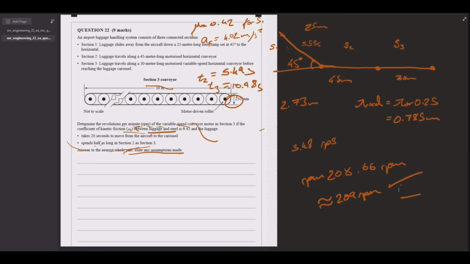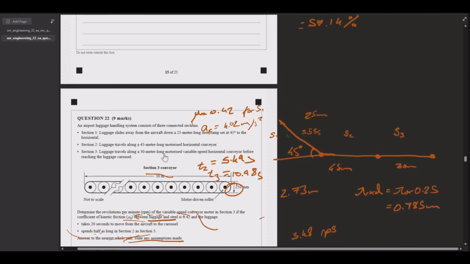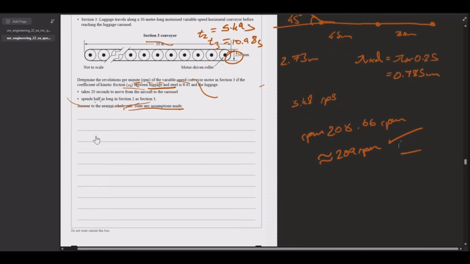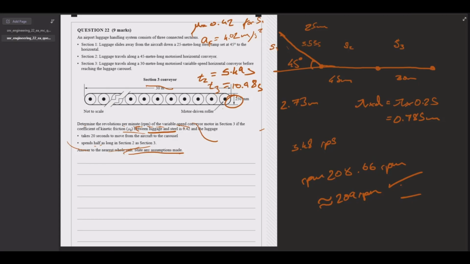Let's check the marks. We've correctly identified that there were two forces acting on the ramp, the friction force and the gravity force pulling it down the ramp. We determined the net force. We determined the acceleration, 4.02. We did provide many assumptions in explanation of doing the question, although I didn't write them down. Make sure to write those down. Provides correct formula and substituted value for displacement. We did that. Correctly determines the time for section 1, which was 3.53 seconds.